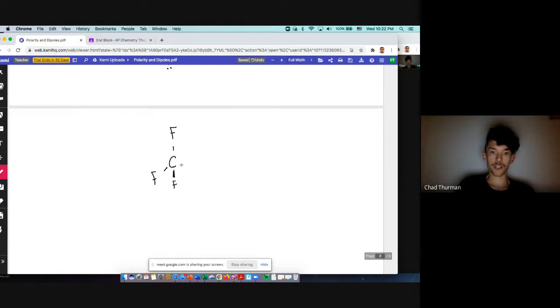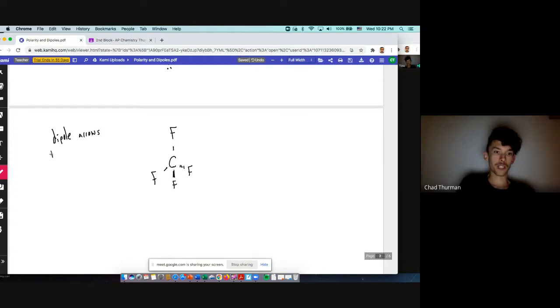My wedge there showing that fluorine is coming out at me. The dashed wedge there showing that fluorine is going behind into the screen. I'm trying to draw this three-dimensionally. So what I'm going to do now is I'm going to draw what are called dipole arrows.